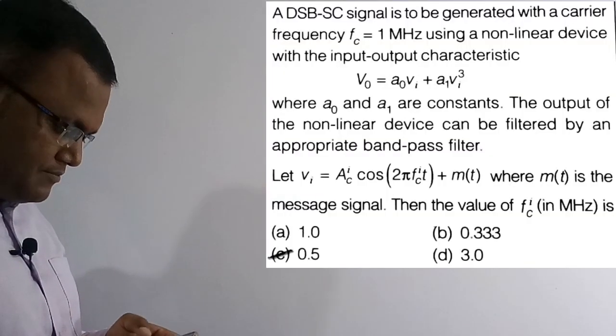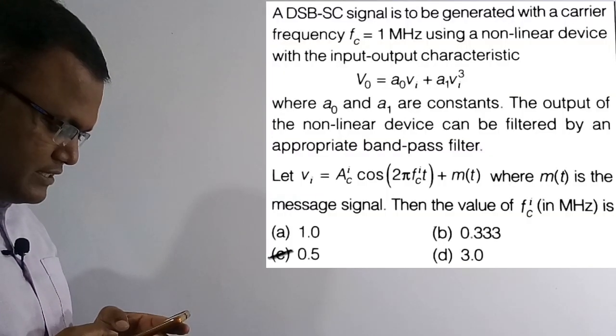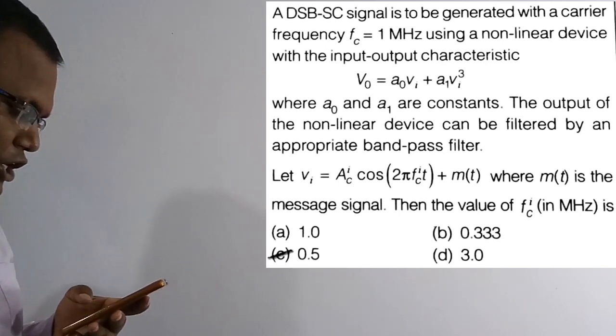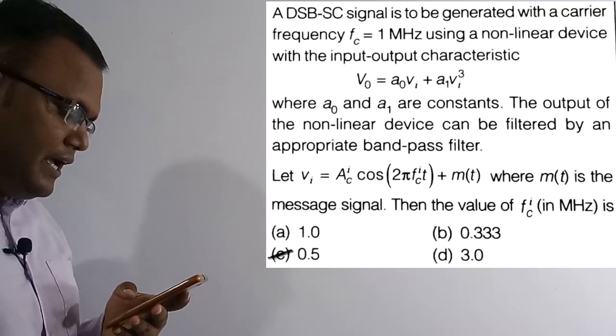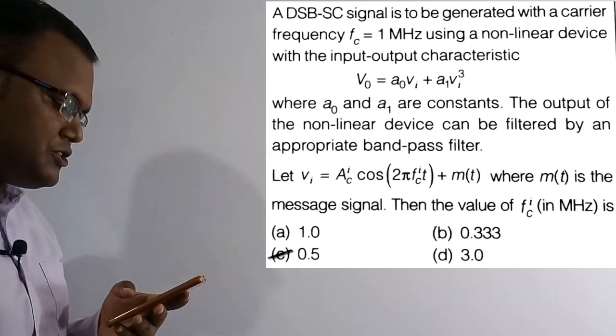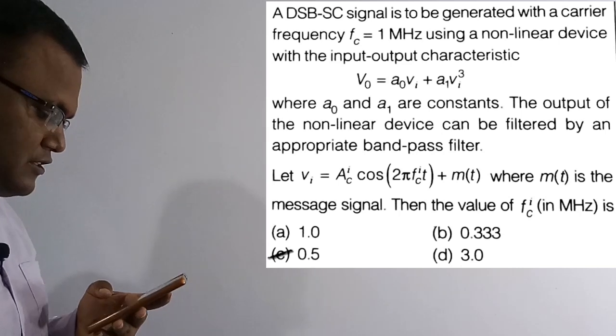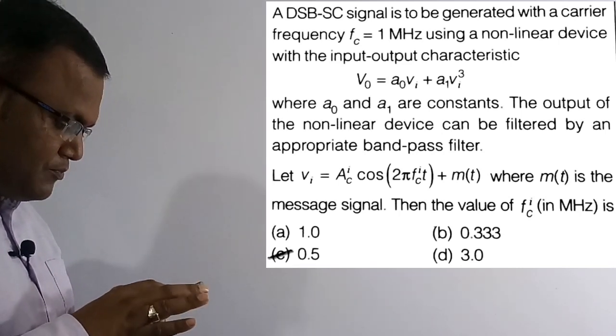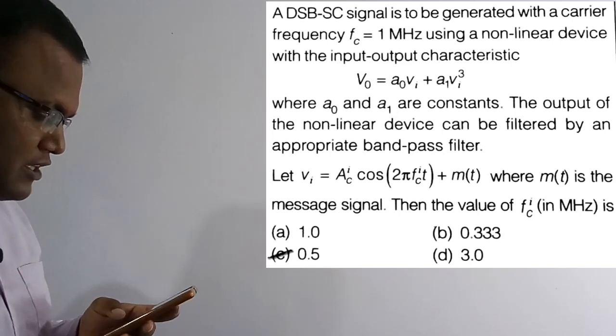Now we are going to solve the 42nd question. See the question here. A DSB SC signal is to be generated with a carrier frequency of 1 MHz using a nonlinear device with the input-output characteristics given as V0 is equal to A0 Vi plus A1 Vi whole cube. Here A0 and A1 are the constants.